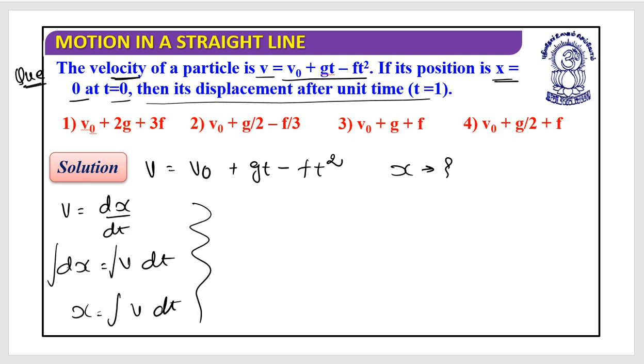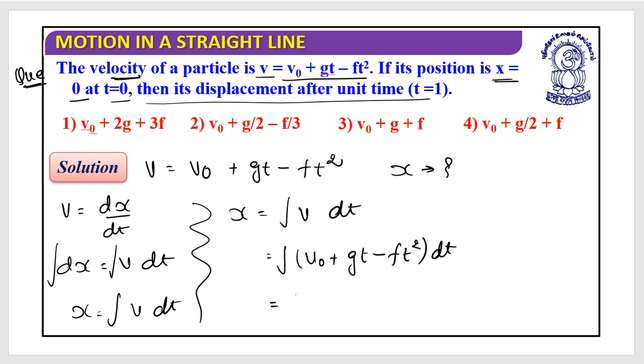I hope you remember this. So x = integration of v dt, that is equal to the integration of (v0 + gt − f t²) dt. So that should be equal to v0 t + gt²/2 − f t³/3. I need to put a limit from 0 time to time t = 1. So this is to be integrated from 0 to 1.